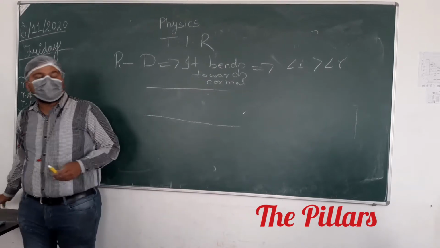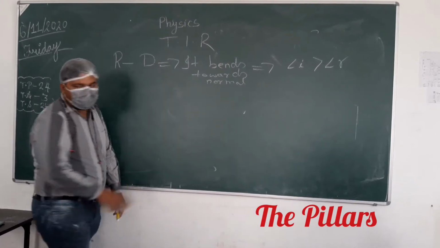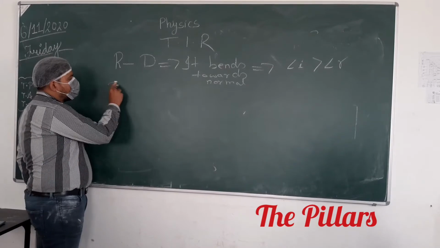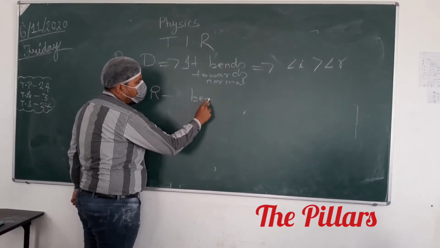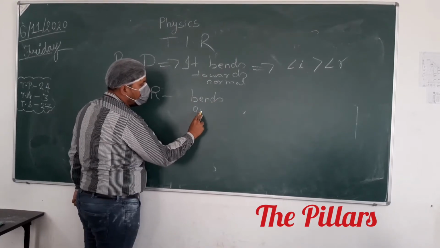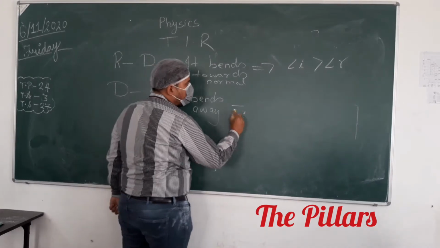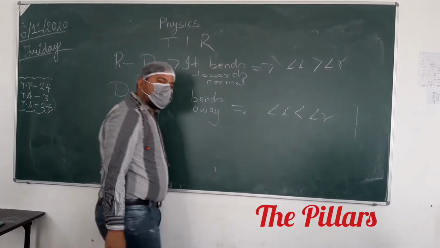Second thing, whatever is the medium, you will decide accordingly. Now, suppose light is going from denser to rarer, it bends away from the normal. Yes or no? MCQ can be asked on this thing only. Then angle i is less than angle r. Directly they can ask MCQ.